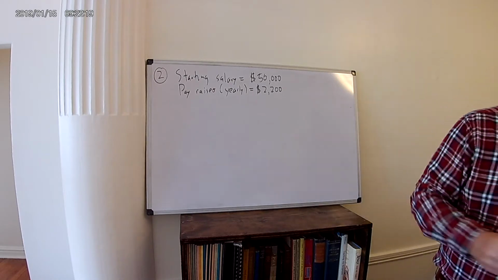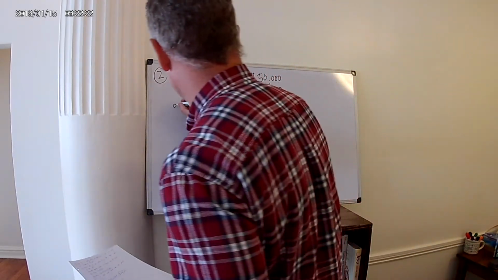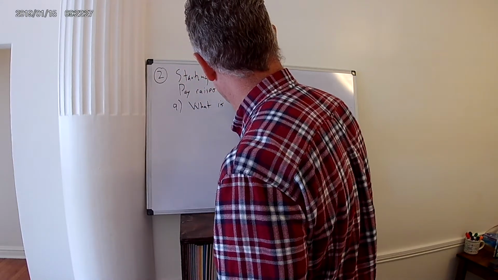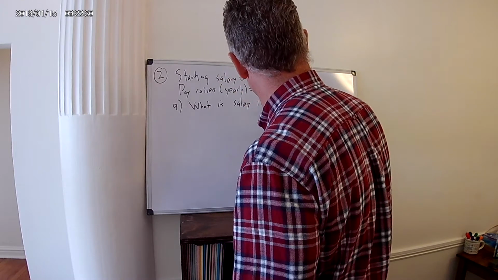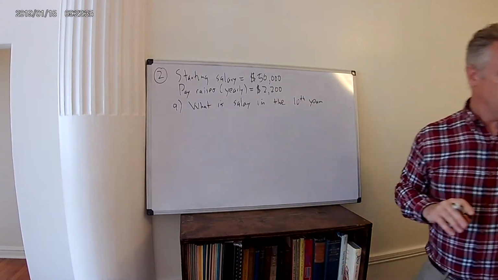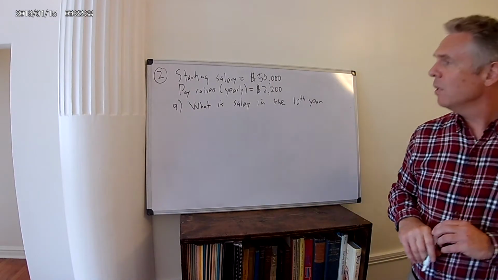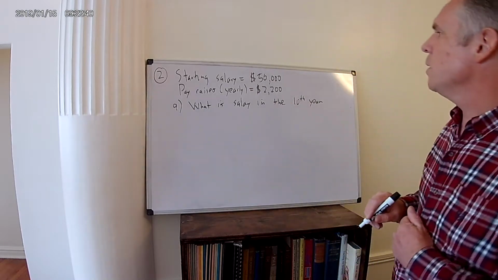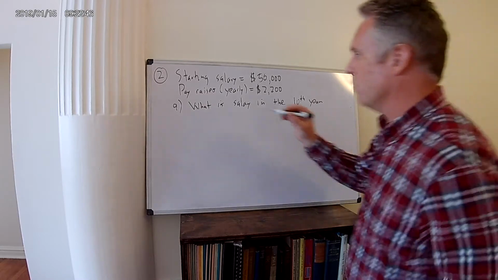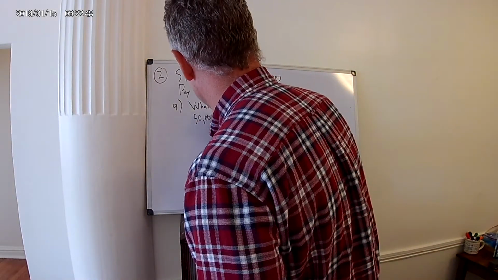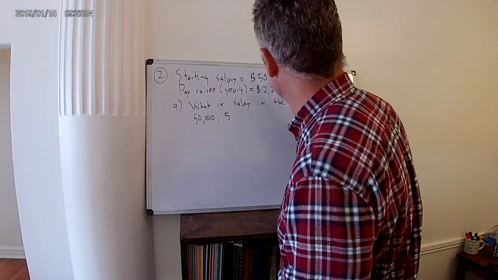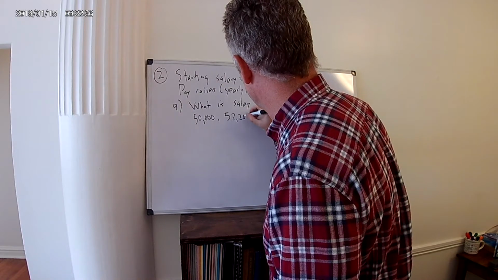And we want to ask ourselves some questions about this job. First question we want to ask is, what is your salary in the 10th year? In other words, after 10 years in the job, what is your salary? Okay, let's think about this. If you were to write out your salaries year by year, we can start writing them out. First, your year one salary is $50,000. Your year two salary is you add $2,200 to that. You get $52,200, and so on.